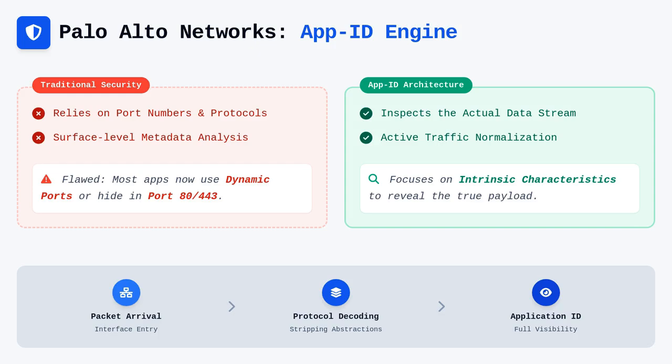By focusing on the intrinsic characteristics of the traffic rather than the surface-level metadata, the firewall gains visibility into the application identity, regardless of how that data is packaged or how it traverses the network boundaries.